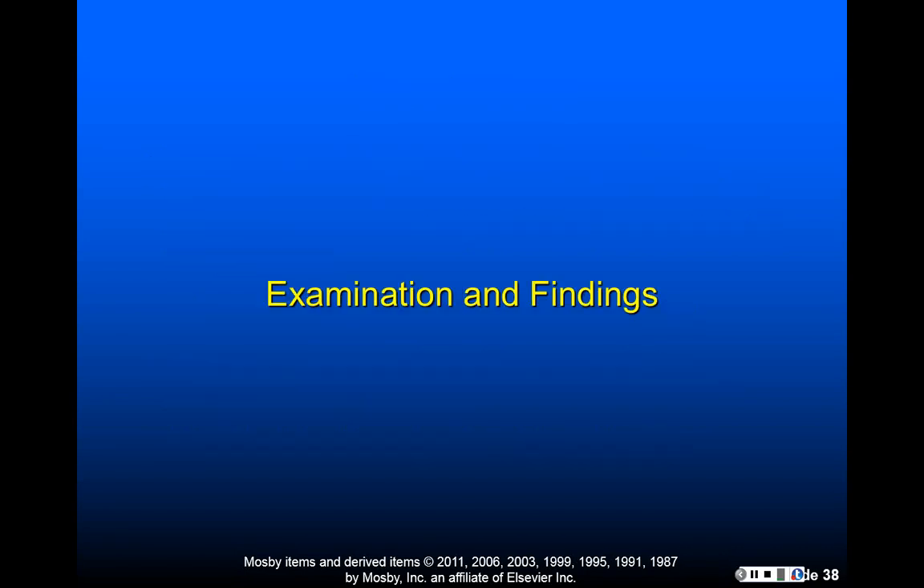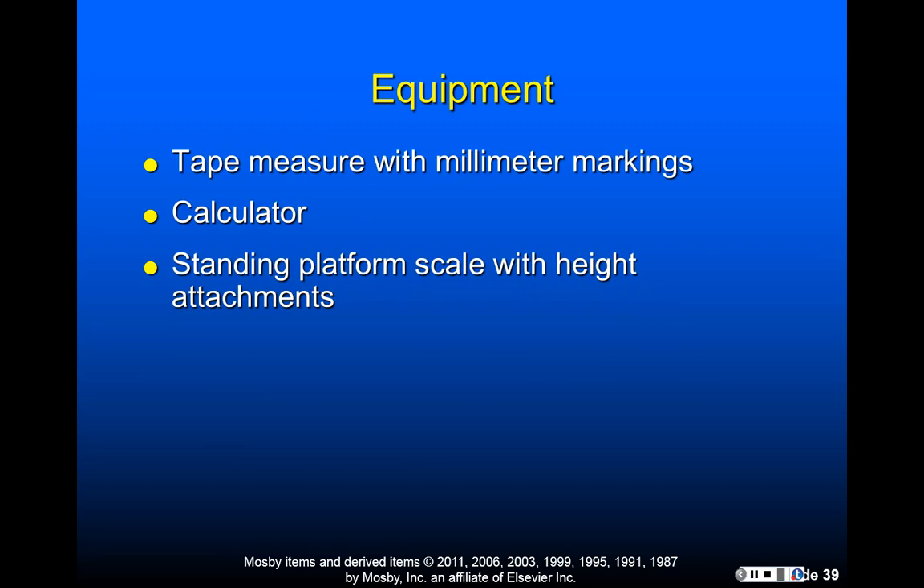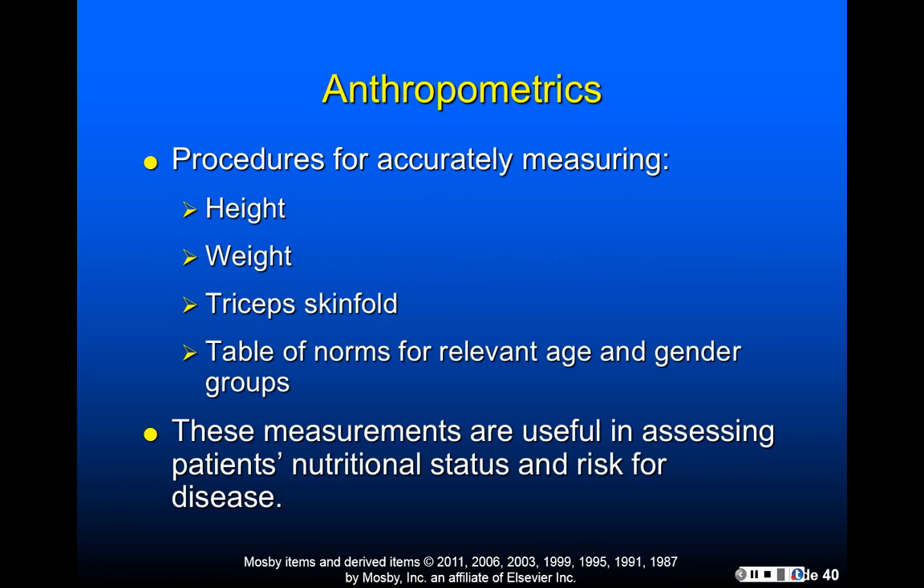Okay, now let's move on to the physical exam. Some equipment you will need for the nutritional assessment includes a tape measure, a calculator, and a standing platform scale with height attachments. As for the anthropometrics, or measurements of the human body, you should include height, weight, triceps skin fold thickness measurement, and compare the results to a table of norms for relevant age and gender.